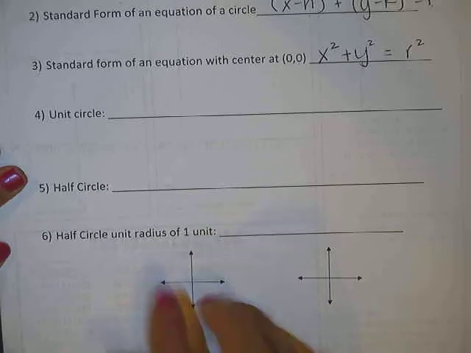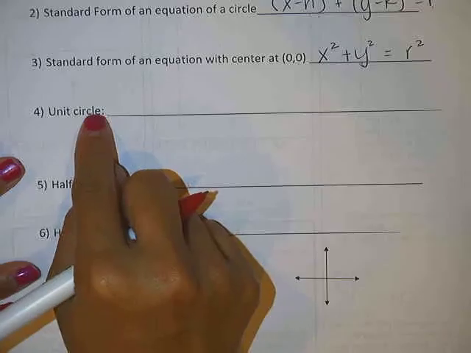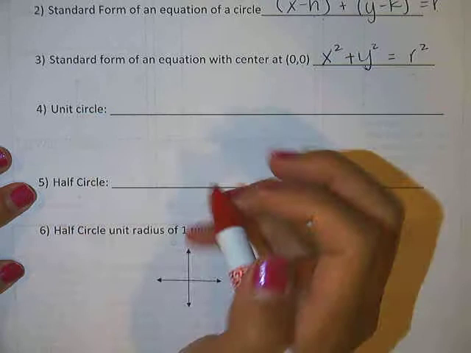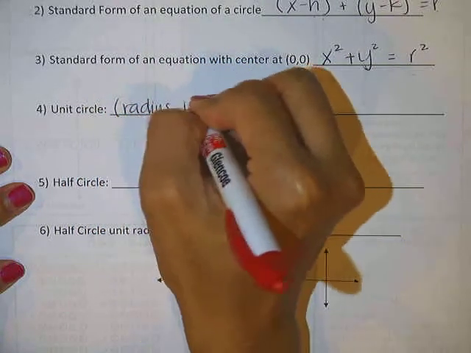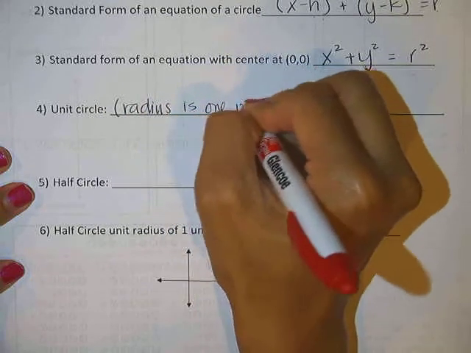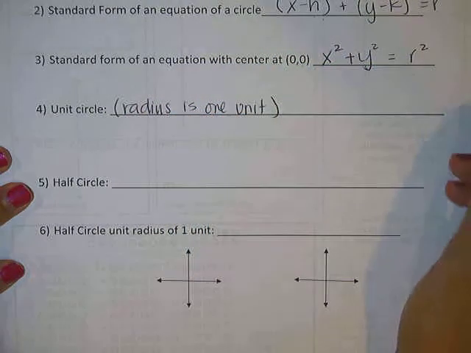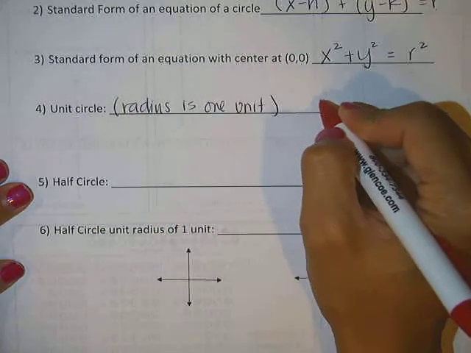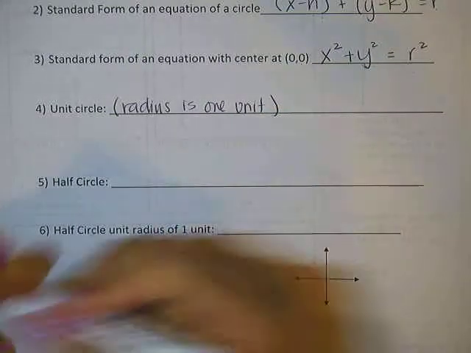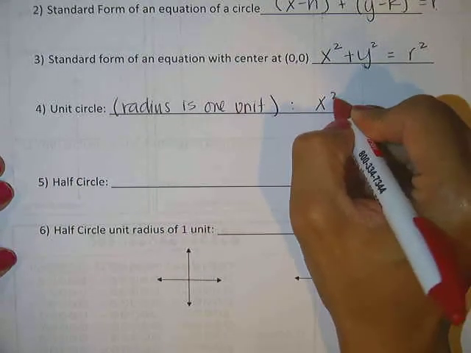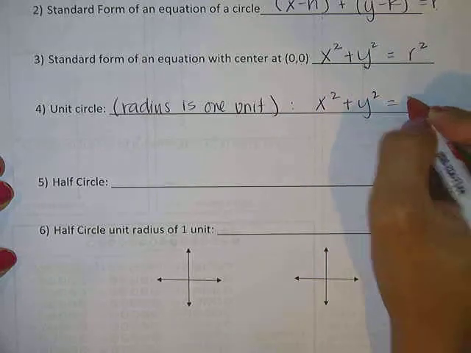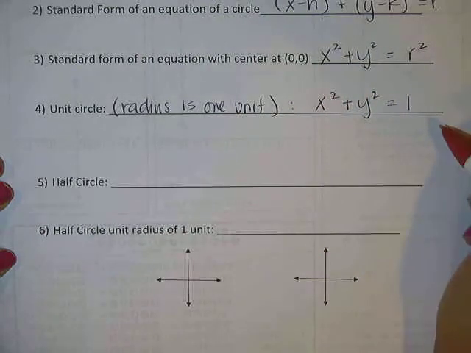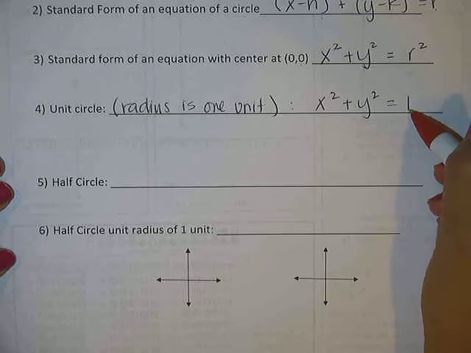Next, the unit circle, where the radius is 1 unit. That's why it's called a unit circle. So all of that is going to be x squared plus y squared equals 1 squared, and 1 squared is just 1. So the radius is 1, and this is called the unit circle.